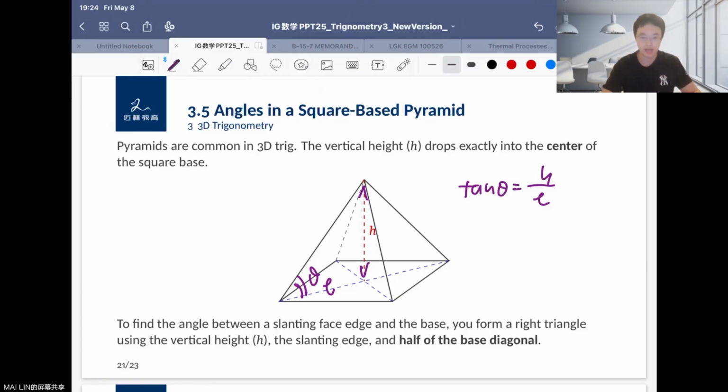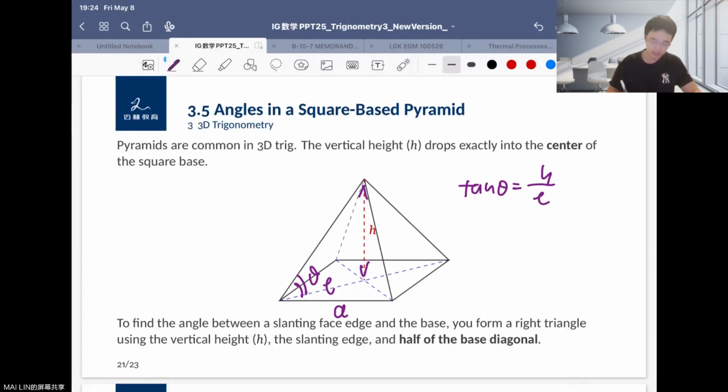Okay, so if you have the side a, you can say that a squared or 2a squared equals 2l squared. So that is for l equals square root 2 times a. Okay, that is for this problem.